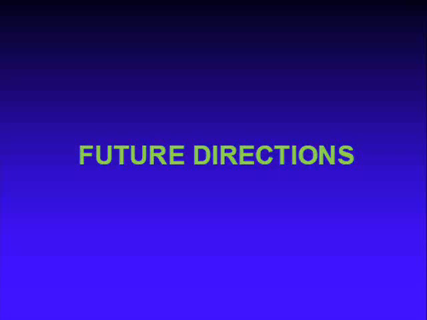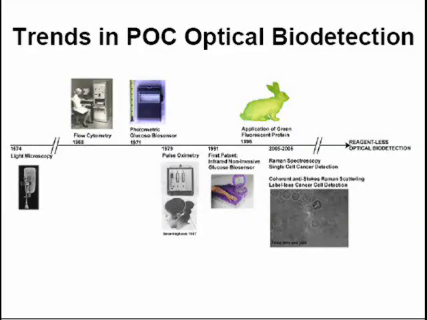We now focus on future directions. What does the future hold for optical biodetection? This next slide shows the variety of optical technologies that have been developed over the years since the 1600s, and we can see a trend towards reagent-less optical biodetection. Let's start off on the left. In 1674, Anton von Leeuwenhoek improved upon the light microscope. He was able to look at biological samples, see individual cells.